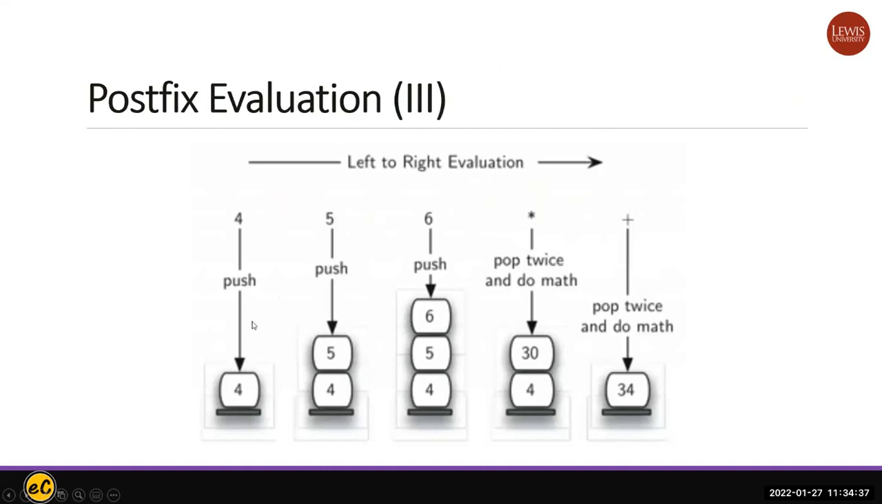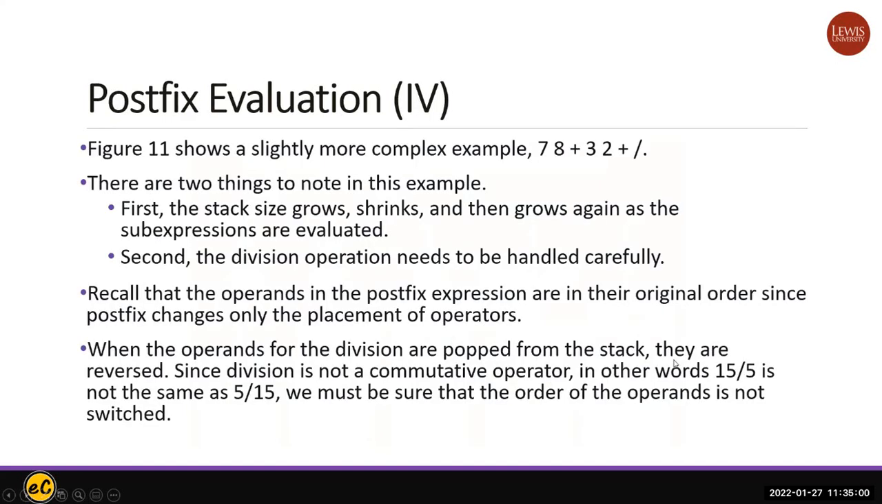So here we push 4 in, push 5 in, push 6 in. We see a multiply, so we pop out 5 and 6, multiply them, and push back 30. And then we continue. This one is plus. I'm sorry, last time I used a multiply to make it 120, so that was wrong. Here we pop out these 2 and add them together, and it becomes 34. That's postfix evaluation. This shows you that postfix notation is very good, because in a single pass we can evaluate the expression.